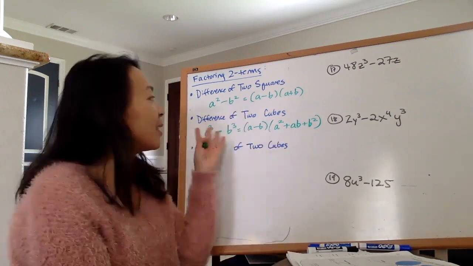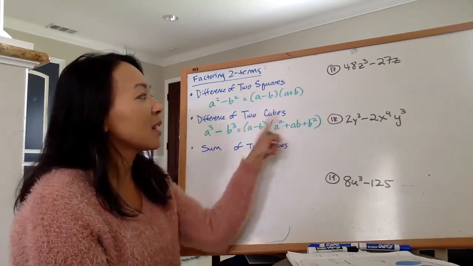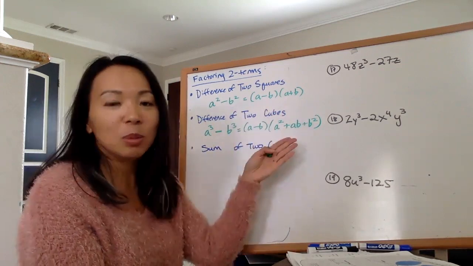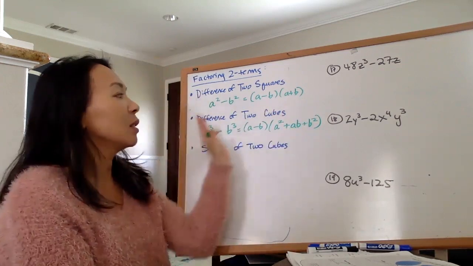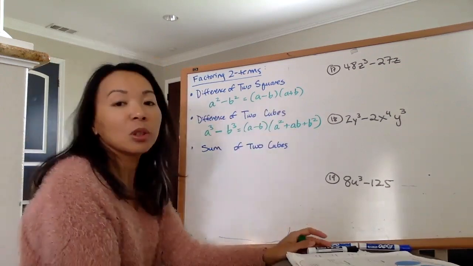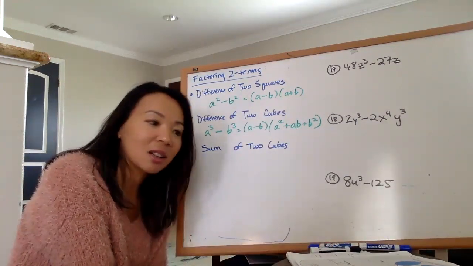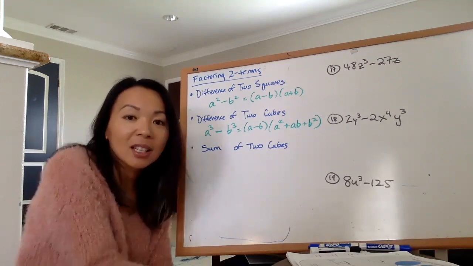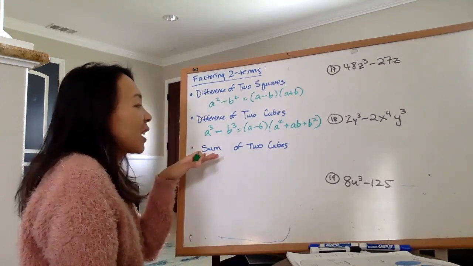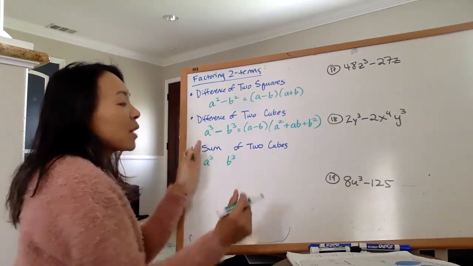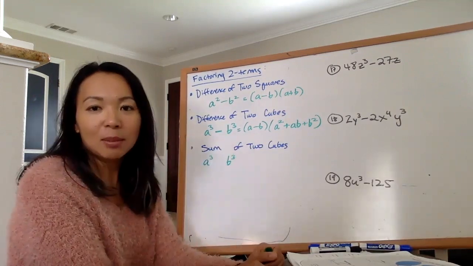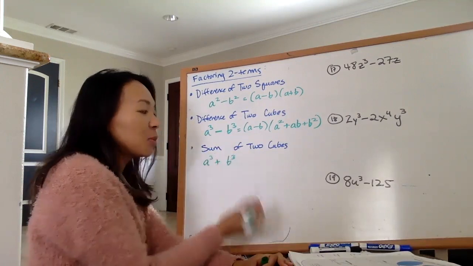And again, how did they come up with this? Well, if you multiply this through and do all the distribution, you will end up with that. For the sake of time, I'm not going to show you that proof, but you could check it on your own time if you would like. Now the sum of two cubes. So again, two cubes, a cubed, b cubed, and you're going to do the sum of it, and sum means addition. So a cubed plus b cubed.